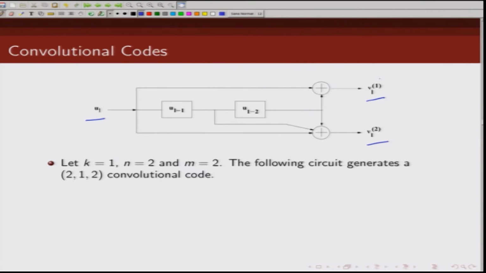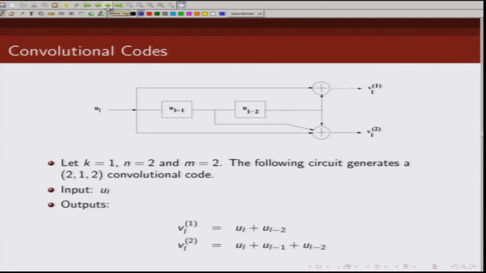So, the current output not only depends on current input, but also depends on past two values of the input. So, this is an example of a (2, 1, 2) convolutional code. n is 2, there are two outputs, k is 1, one input, and memory order is 2, because the output depends on past two values of information sequence. So, you can see here the first output which is v of l 1, it is basically u of l plus u of l minus 2.